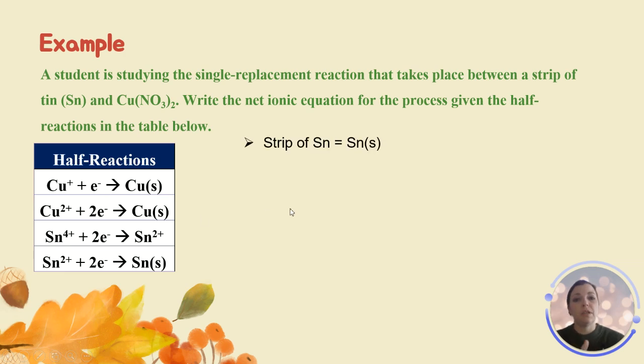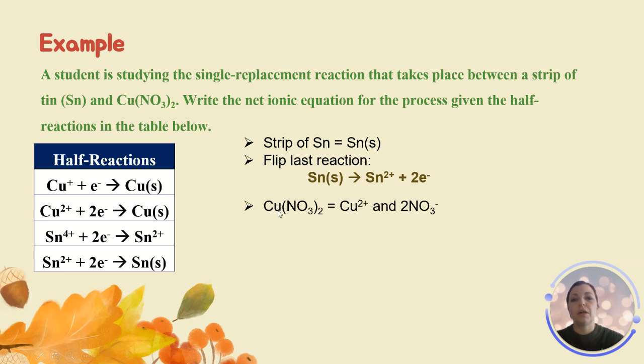Okay, so let's see if we're actually going to use it here. A strip of Sn means that it's Sn solid. So we're going to use this bottom reaction here because that's where your solid tin is. And we need to flip it because we're starting with solid tin. So there you go, and that's going to yield the Sn 2 plus and the 2 e minus. Then we've got our copper 2 nitrate. So that's copper 2 plus and 2 nitrates. Nitrate's part of the snap, so it's not going to be included. And so we're going to be looking for your copper 2 plus here, and that is this situation here.